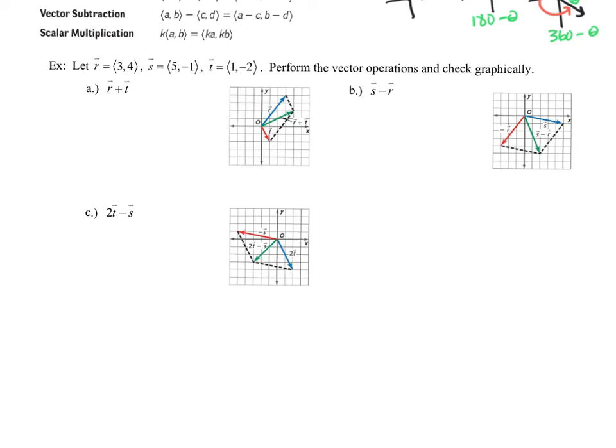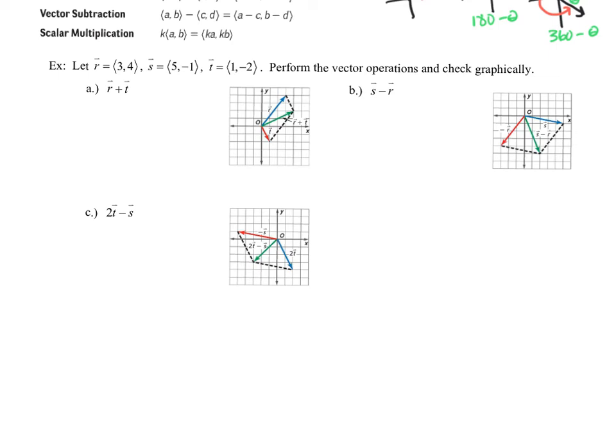So let's take a look at some examples like you'll see in your homework. Given these vectors in component form, perform the vector operations and check them graphically. You'll be doing this in your homework. You'll do the arithmetic and then you'll show a graph to check your work. Now, when you go to show a graph, these three examples all use the parallelogram method. I think that's probably the easiest for these problems, but you could also use the triangle method as well, and you could check your work graphically using the triangle method if you wanted to.